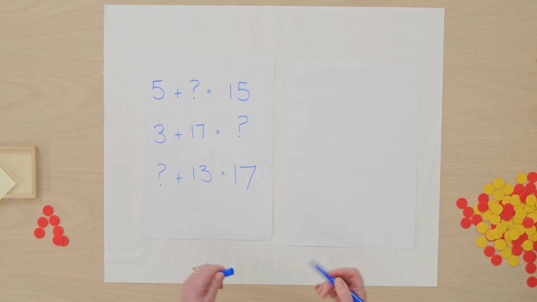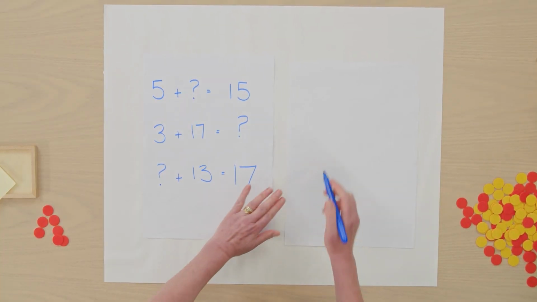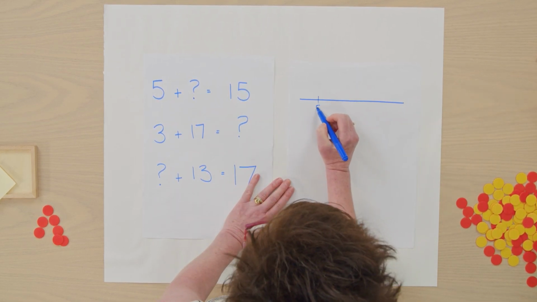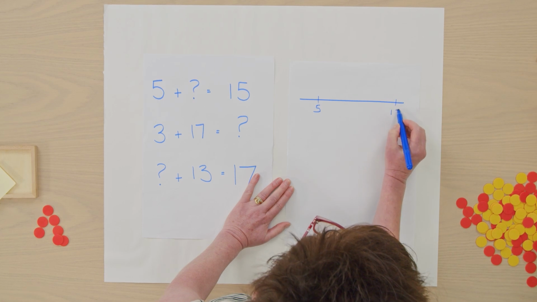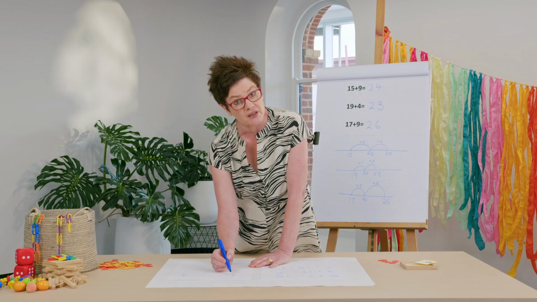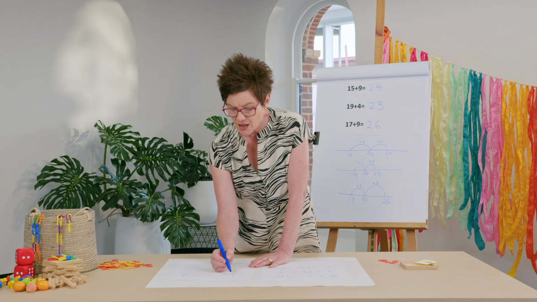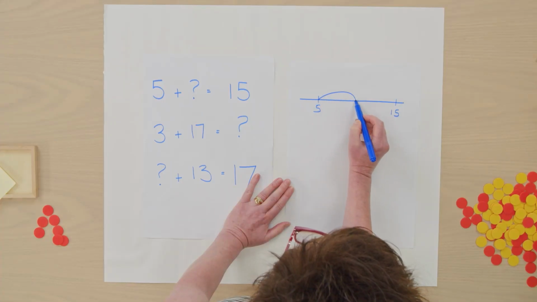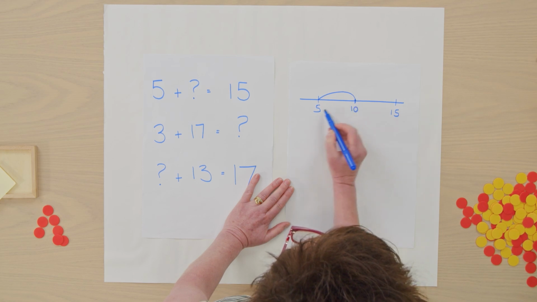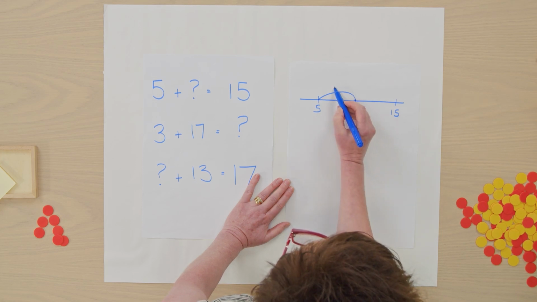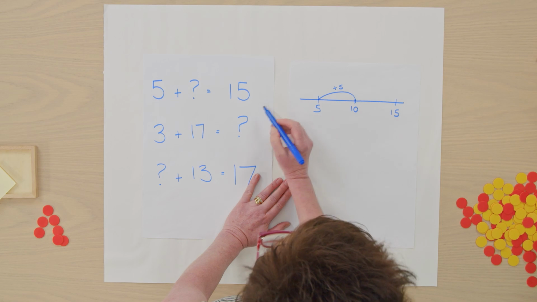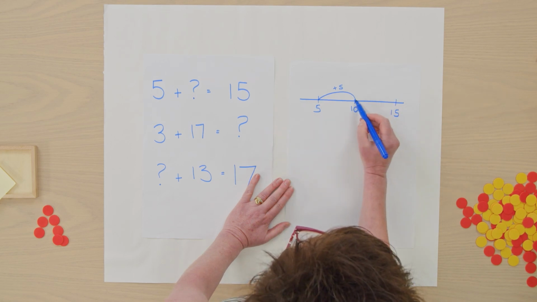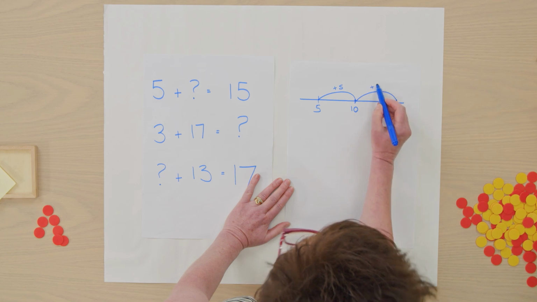So let's have a look at the first one with a number line. We've got 5, add something, will get us to 15. Okay, we'll start at 5. 5 add something. So let's bridge to 10. If I can get to 10 by adding 5, I'll need to add how many more? Looks like I'll add another 5 to get to 10.